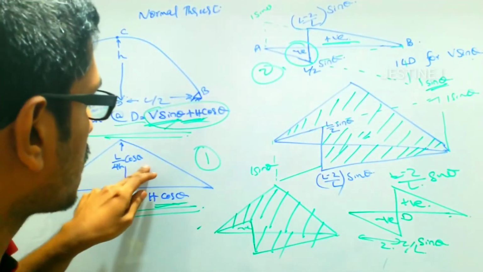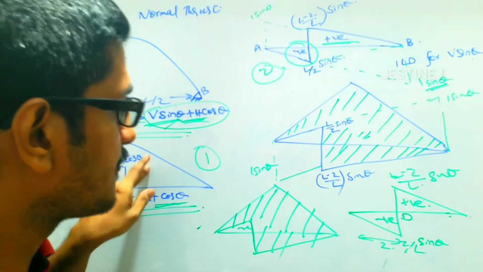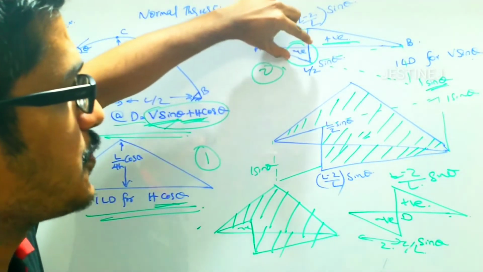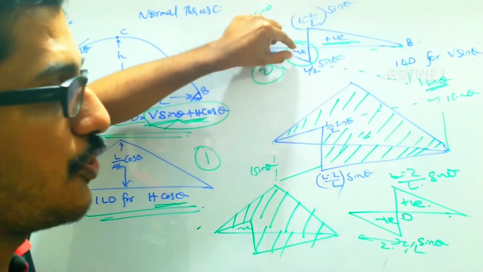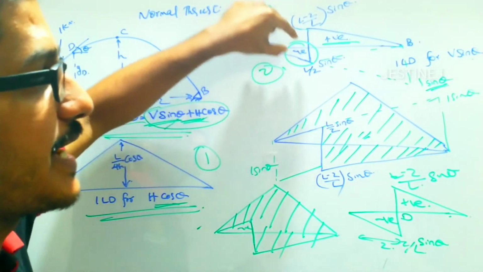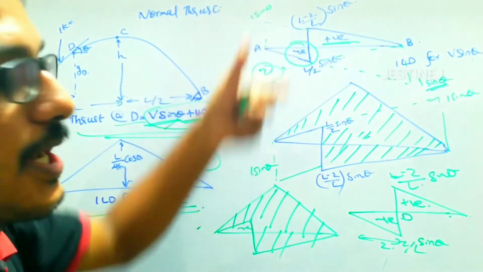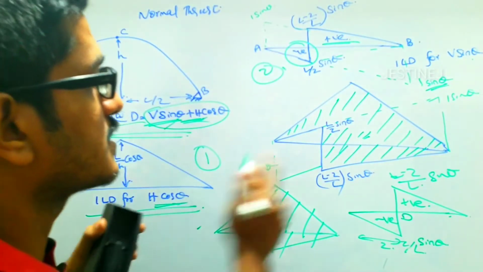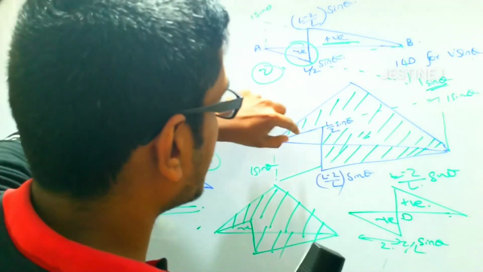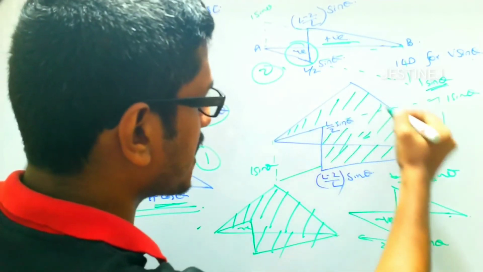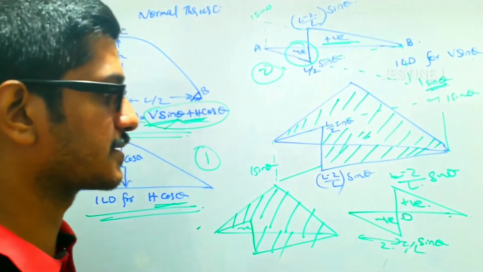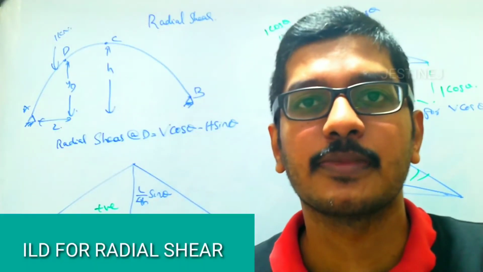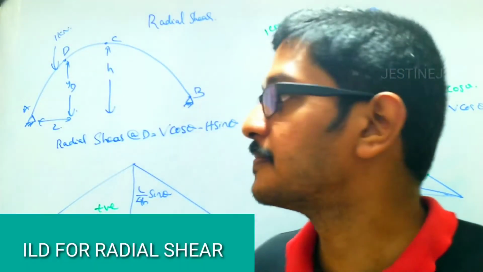First of all, you have to draw the H cos theta diagram. Then after that, you have to reverse this diagram, because here it is a negative portion. So for neglecting this negative portion, we are drawing it in the reverse order, such that the remaining shaded portion will give the ILD for normal thrust. Okay, we will move on to the ILD for radial shear.